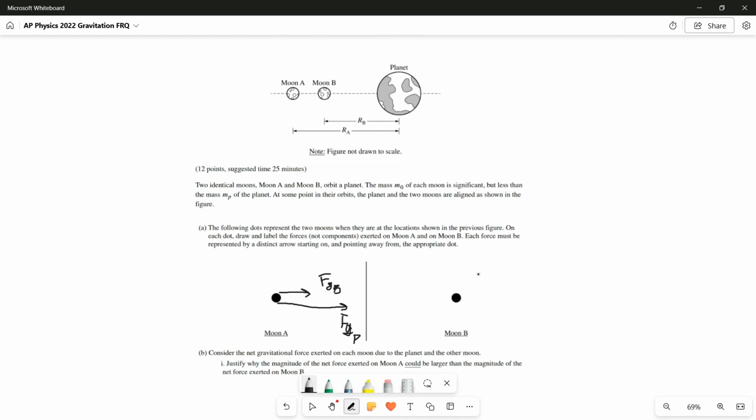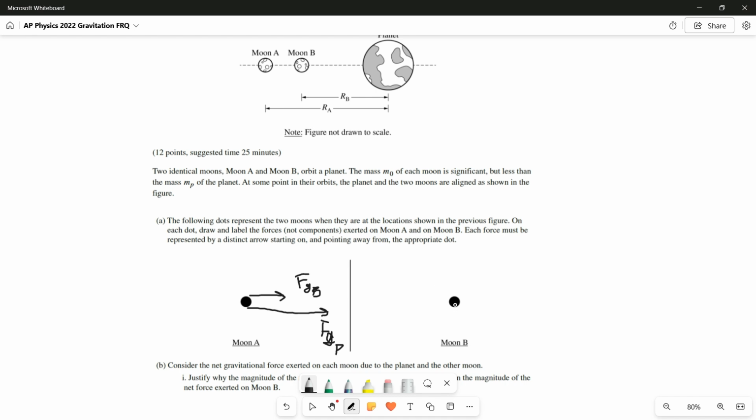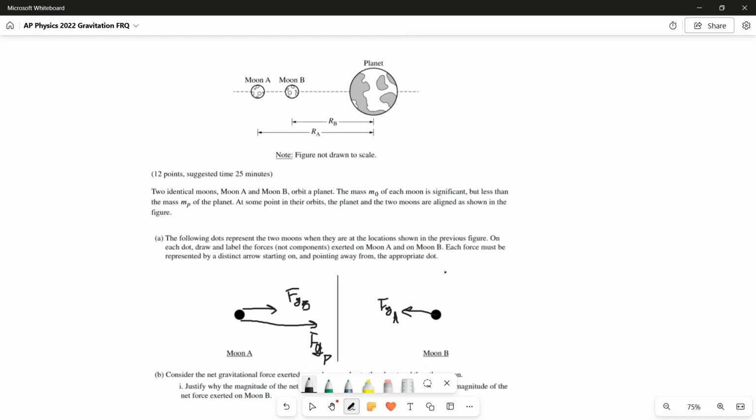And it will have a lesser force of gravity exerted to the right, given by Moon B. Now, for the forces exerted on Moon B, Moon A will be attracting it to the left with an equal and opposite force of FGB, due to Newton's third law. And the force exerted by the planet on Moon B is actually much larger because RB is much smaller than RA, which means that the force of gravity will be much greater exerted on Moon B than on Moon A.